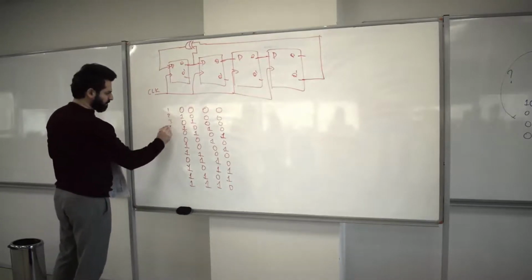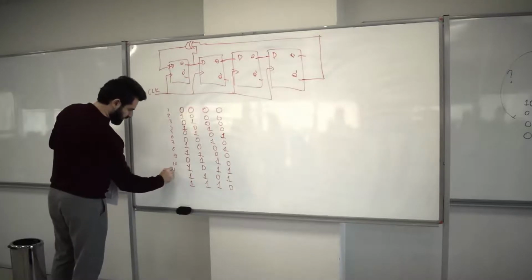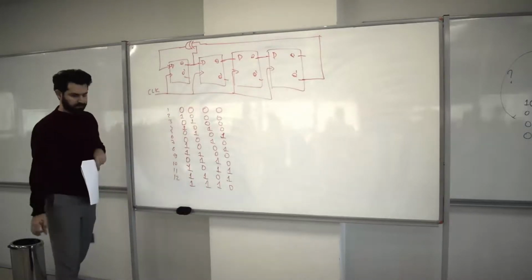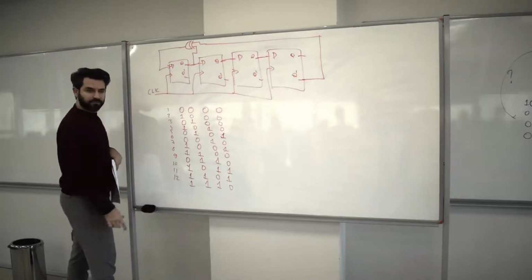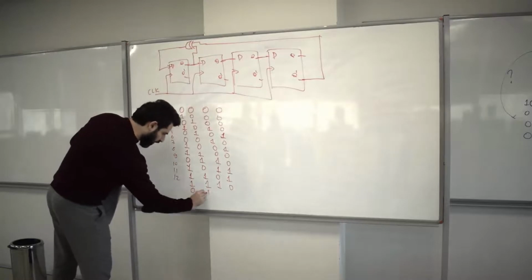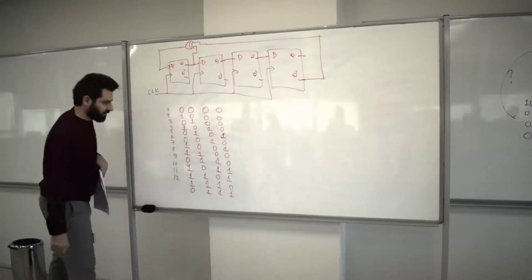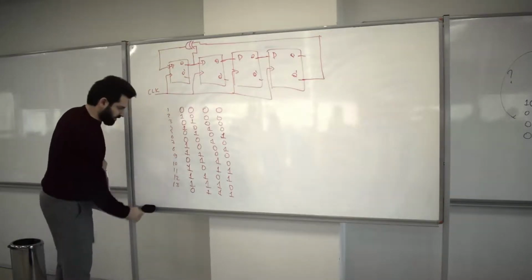1, 2, 3, 4, 5, 6, 7, 8, 9, 10, 11, 12. Okay. This is now 1. This is 1. XOR them. That's 0, 1, 1, 1. Have I seen this before? Probably not. So this is 13.